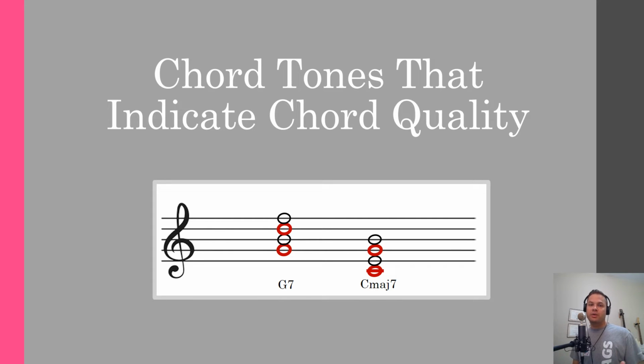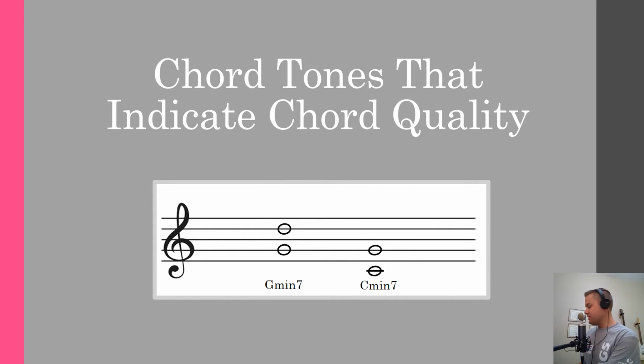So let's look at the root and the fifth. Why are these not the chord tones that tell us the quality of the chord? So for our G7 chord, it's G and D. And C chord, it's C and G. Cool. So ultimately, these leave a lot to chance or mystery. We don't understand what the chord quality is because it could be any type of chord.